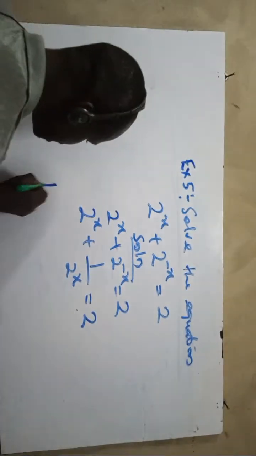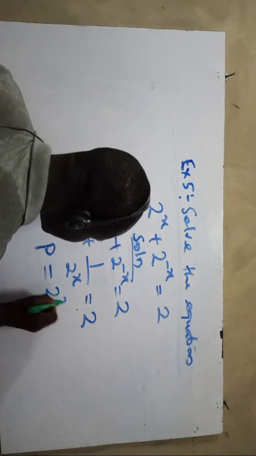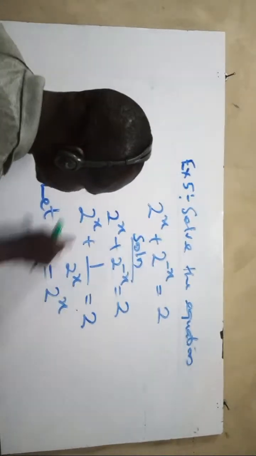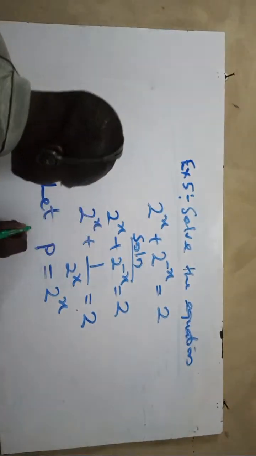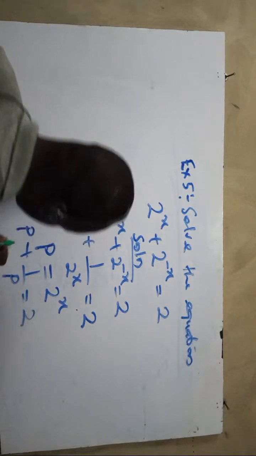That is what I say. I will say let p represent 2 raised to power x. So if p is represented as 2 raised to power x, then I will now change this. Instead of 2 raised to power x, I'll change this to p plus 1 all over p is equal to 2 over 1.